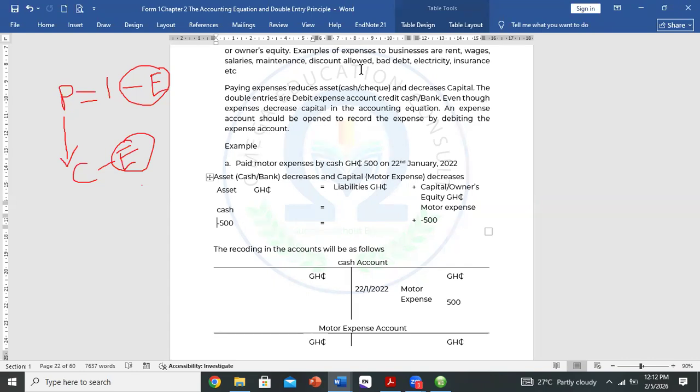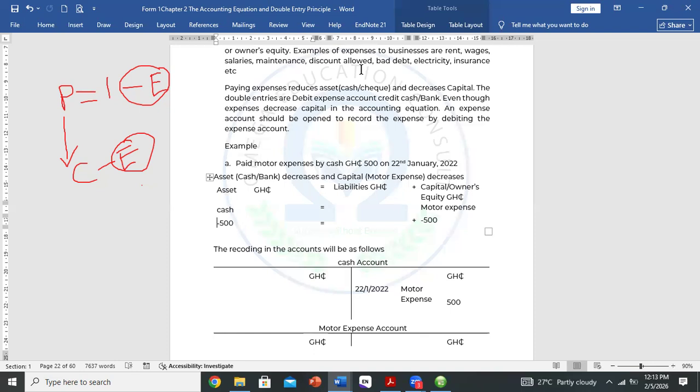Sir, I don't understand. Okay, you were paying light bill 20 cedis, right? If you go and pay an additional 30 Ghana cedis, what is your new bill? 50 Ghana cedis. So has your bill increased or decreased? It has increased. Exactly. So anytime you pay expenses, the expenses increase.